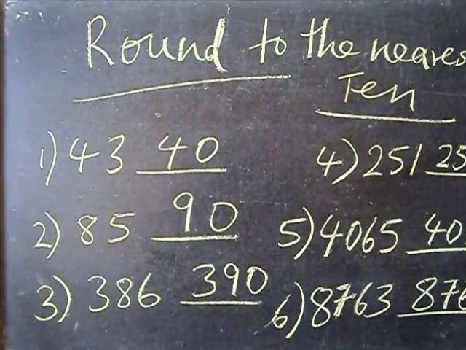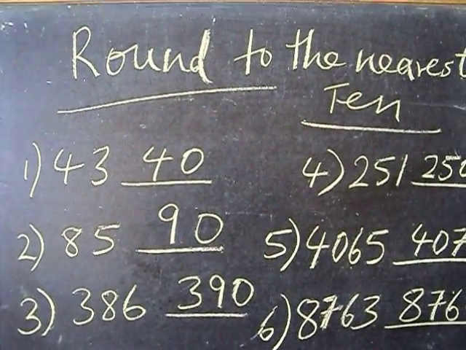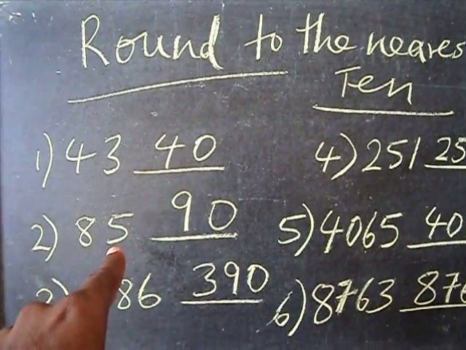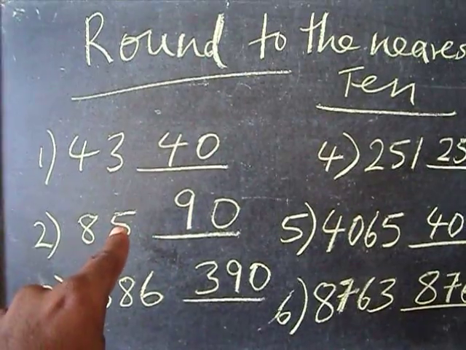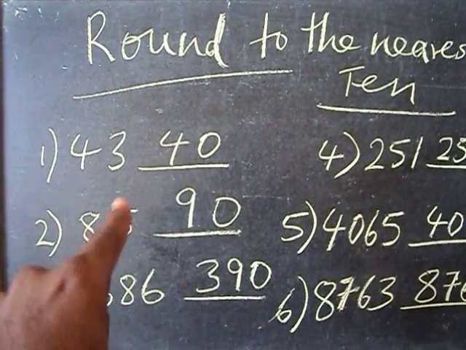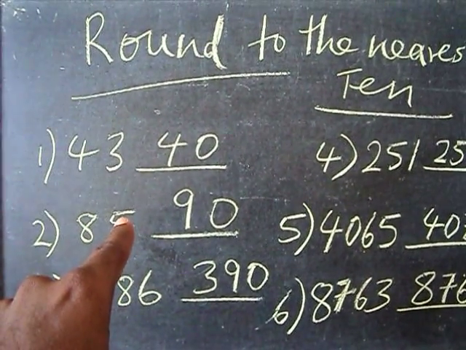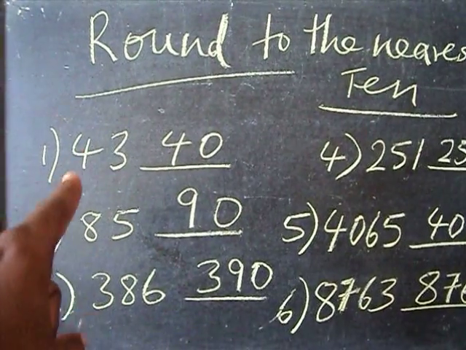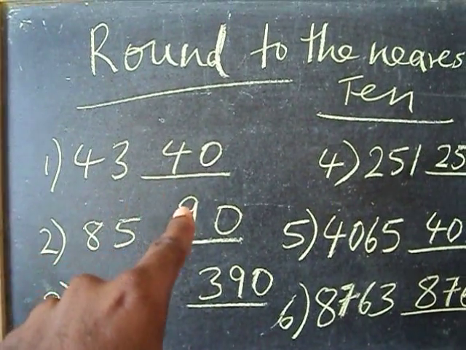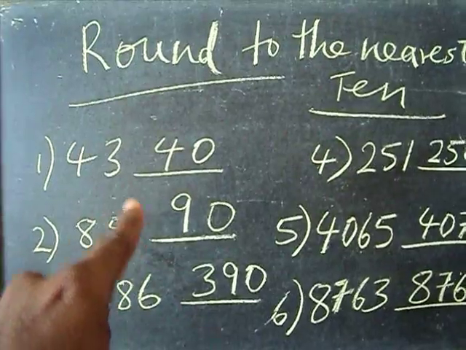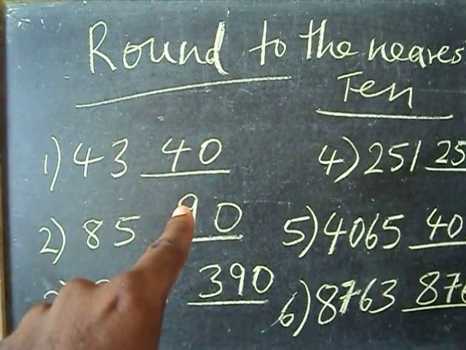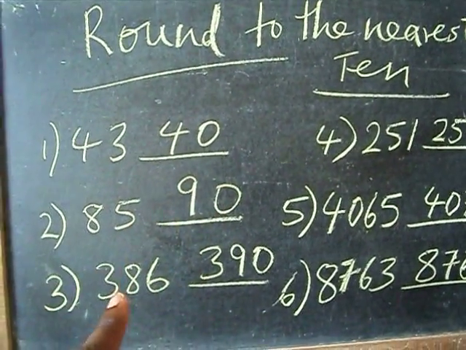In looking at the next one here, 85, if the number in the ones column is 5 or greater than 5, you add 1 to the 8. So look here, you see 90. So you add 1 to the 8, and this is 90.